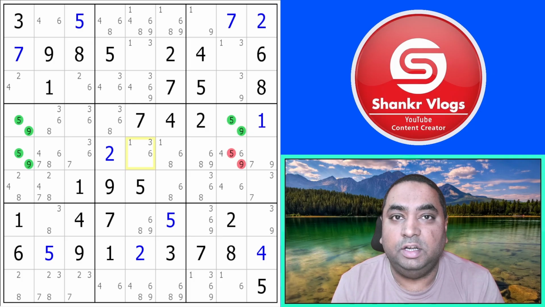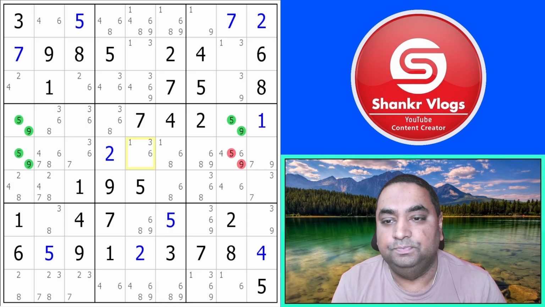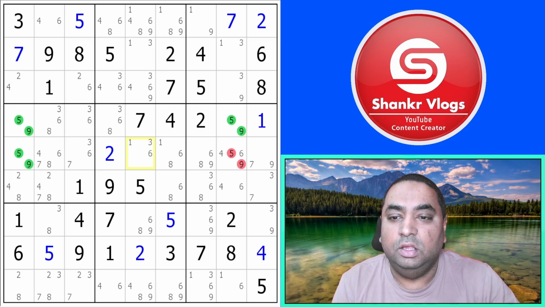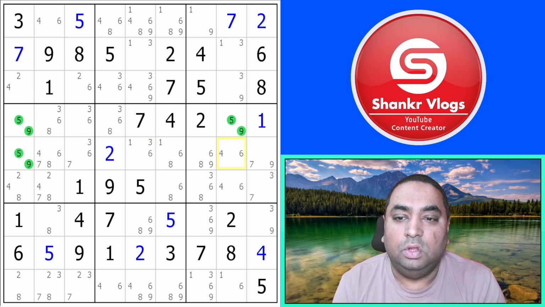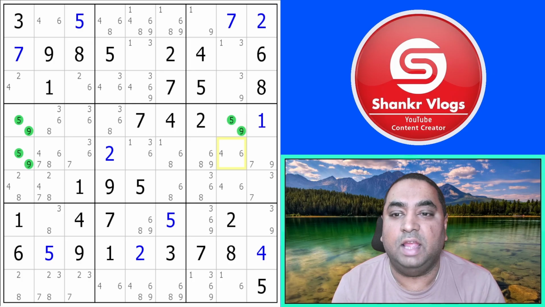In order to avoid the deadly pattern of the unique rectangle, we are going to remove 5 and 9 from the fourth cell. After removing 5 and 9, the solution in the fourth cell is 4 and 6. So that is the concept of unique rectangle type 1, and that is the way of eliminating candidates.